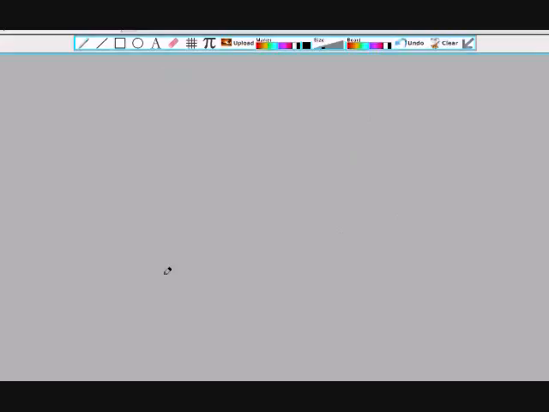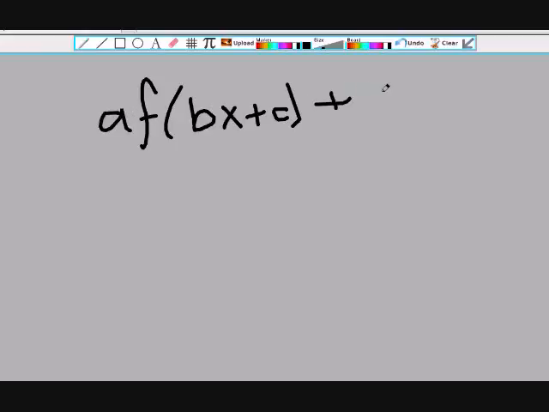We left off with function transformations. We were looking at things that looked like this: a times f of (b times x plus c), plus d on the outside. You can multiply the input variable by a number, or add a number to the input variable. You can multiply the function output by a number, or add a number to the function output.